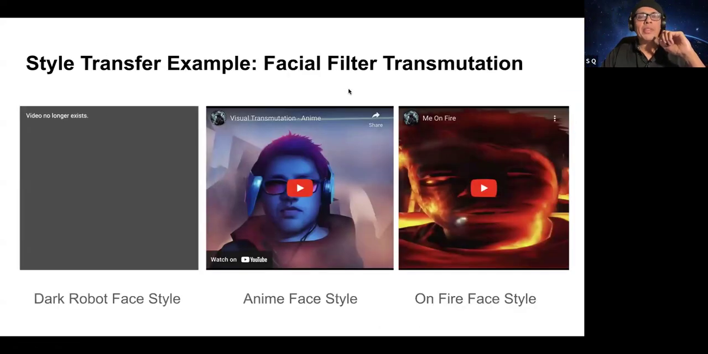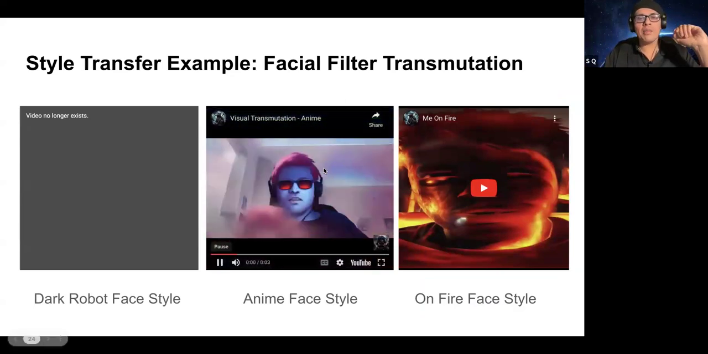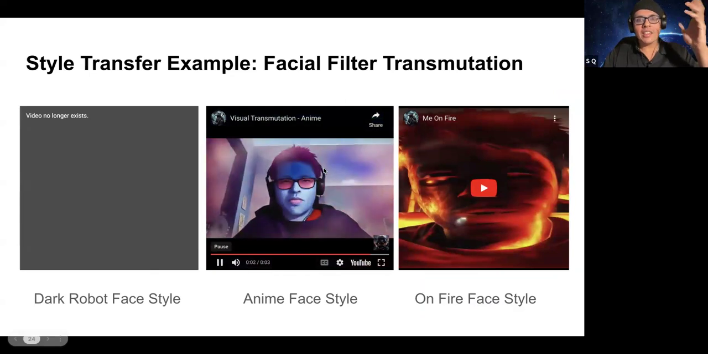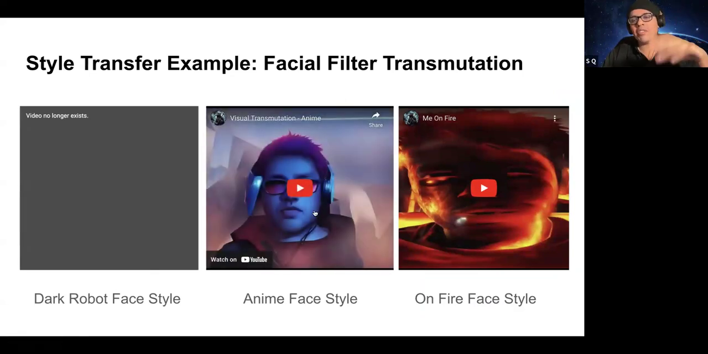So this is something I did, right? A video style transfer. Basically I took a video of myself and then I applied different styles. So I'll go over one. I applied this anime facial style to me doing this. Again, this was only done really quickly for the purposes of a demo, but real people who spend a lot of time doing this stuff can make some fascinating things.